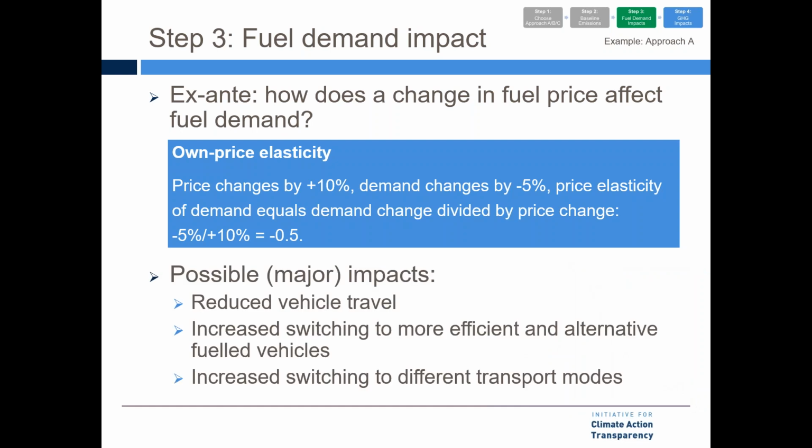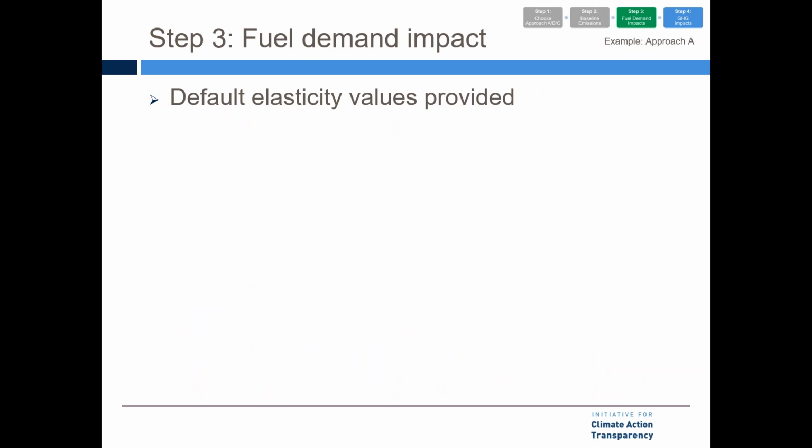Now, with the own price elasticity, you can cover more or less all of the impacts that the price increase will have. So that can include that people travel less because it's more expensive to travel. It may be that they switch to a more efficient vehicle because it's less expensive to drive with a more efficient vehicle. Or they may even switch to a completely different transport mode, like public transport or even a bicycle. And all of those aspects should be covered in your own price elasticity, given it's a robust number and it has something backing the number. So that's a very important point.